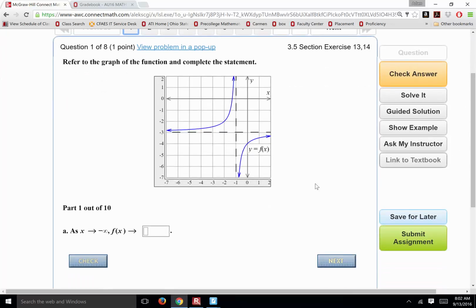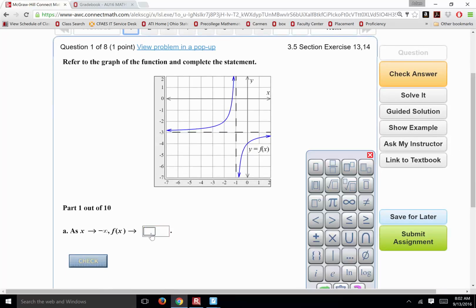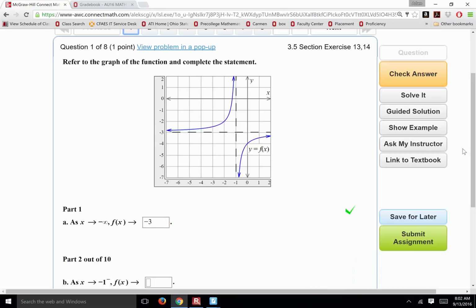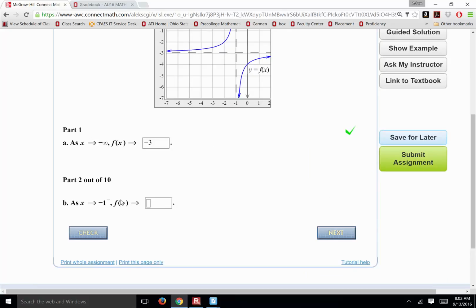Part 1 is -3. Okay. What's the meaning of this now? -1, but you have a minus sign on the left.